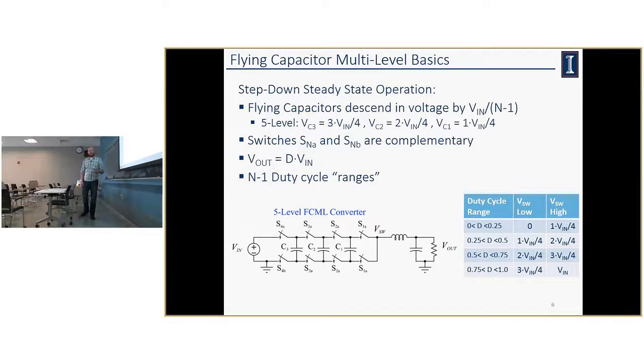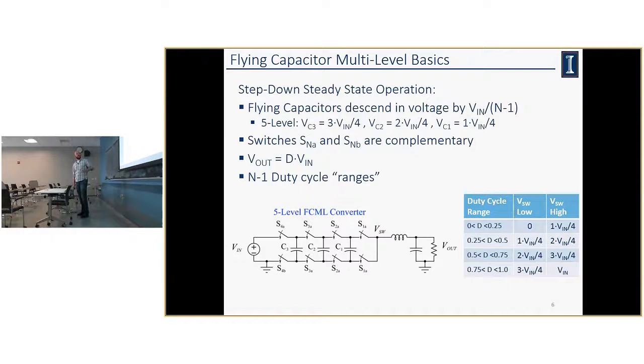So talking about the flying capacitor, kind of the basic operation. In steady state, when you're doing step down, we'll talk mostly about a 5 level. It's a little bit simpler, not what was used on Littlebox, but illustrates the purpose very well. But basically, each one of these capacitors descends in voltage. So this is, say, 3/4 VN, this is half VN, this is 1/4 VN. Switches are operated in complementary fashion, so this is never on at the same time, this is on, same thing like that. And you can see pretty quickly that'd be a bad idea, you'd be shorting some capacitors together.